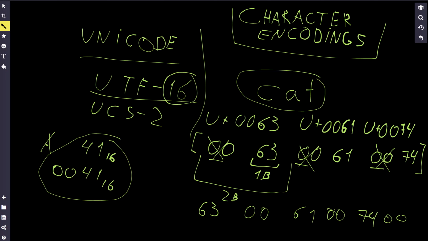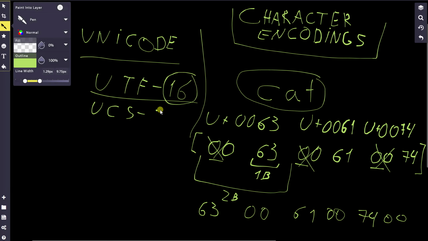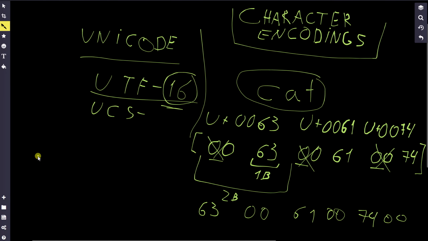People had lots of old documents that were still encoded in ASCII, and so no one, of course, wanted to convert all those documents for the new standard. And the last concern is that this 16 bits enables us to encode only this amount of characters.